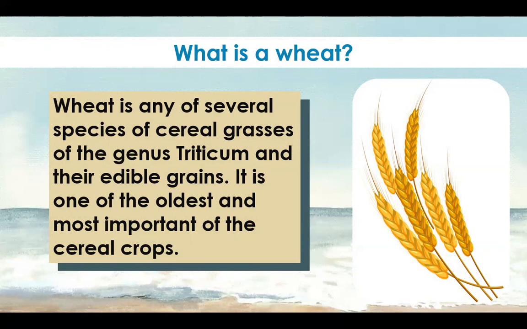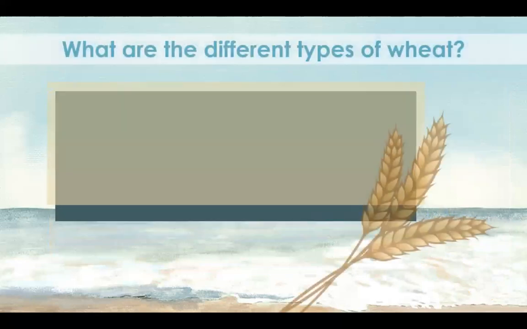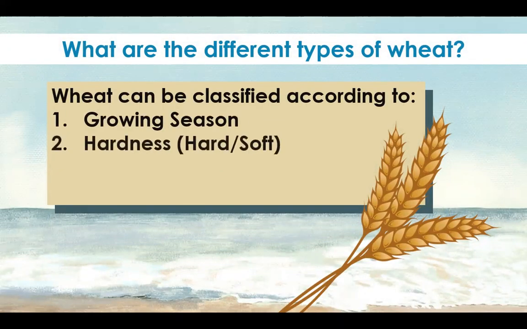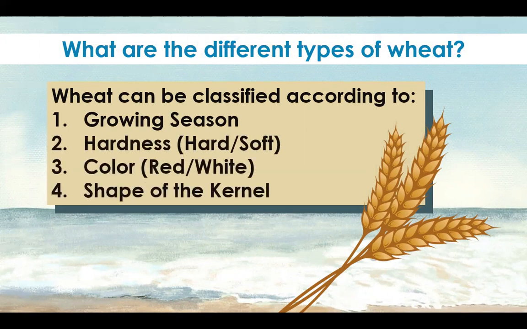Largest and most important of the cereal crops. Wheat can be classified according to growing season, hardness, hard or soft, color, red or white, and shape of the kernel. When it comes to hardness, hard wheat contains greater amount of protein.